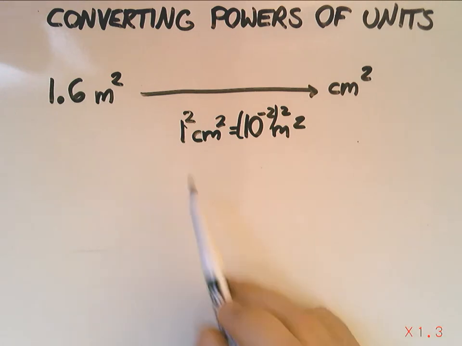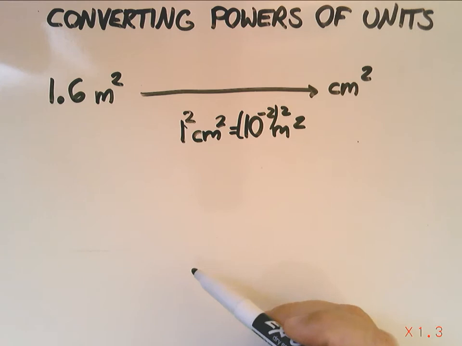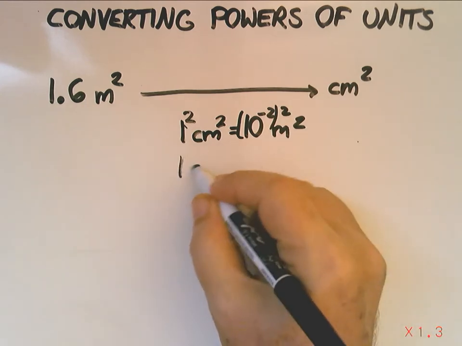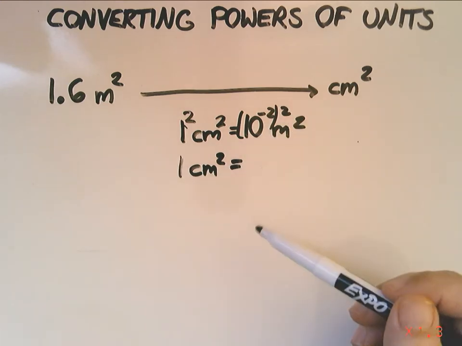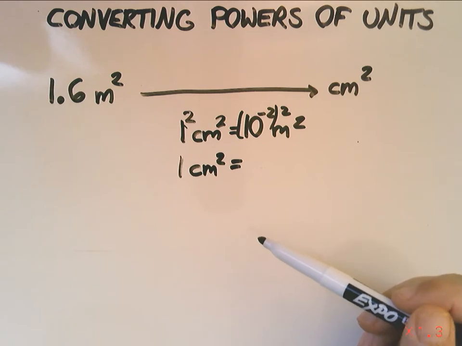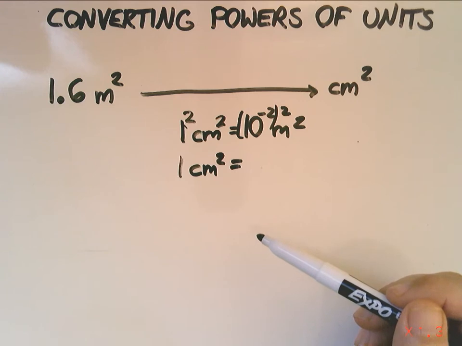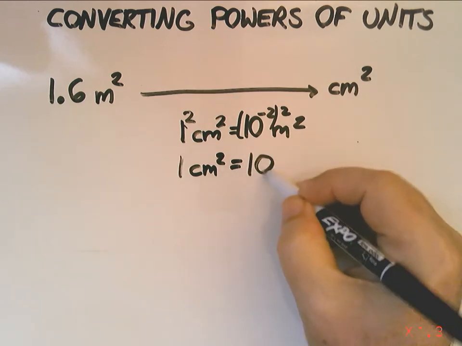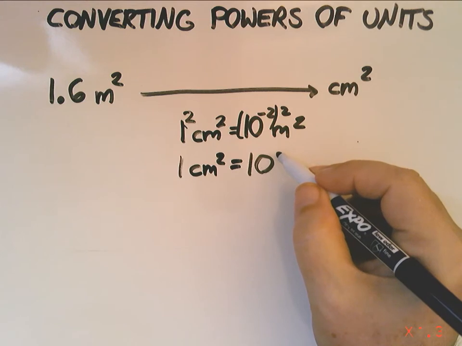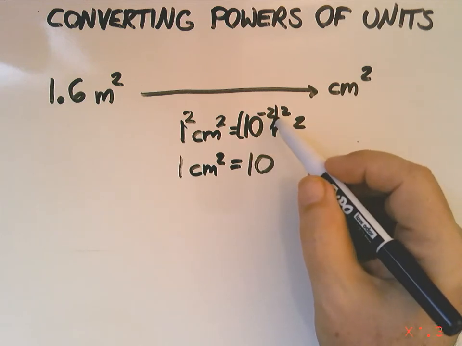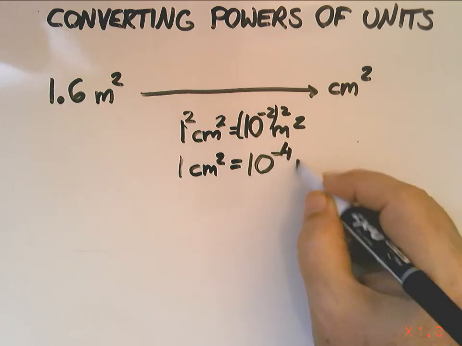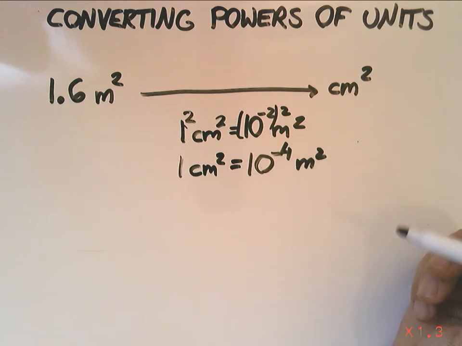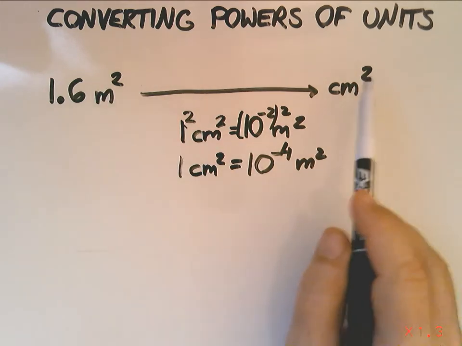Now what's going on here? 1 squared, 1 times 1, is just 1, so I could just rewrite this a little more simply. And 10 to the minus 2 squared means 10 to the minus 2 times 10 to the minus 2. Now since you know how to multiply powers of 10, tell me what I should write. 10 to the what? You add the exponents when you're multiplying things, so 10 to the minus 2 times 10 to the minus 2 is going to be 10 to the minus 4.